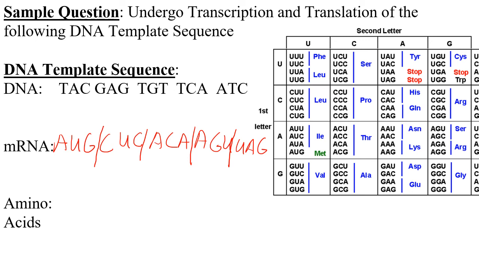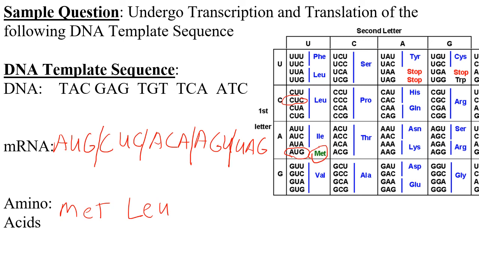AUG, we find AUG over here. Notice, here's AUG. AUG is the start codon. That is the 3 letters that starts every single protein. And it also codes for the amino acid methionine. So M-E-T. The next amino acid is coded for by CUC. So let's find CUC. Here we go. CUC is leucine. So we'll write down leucine.